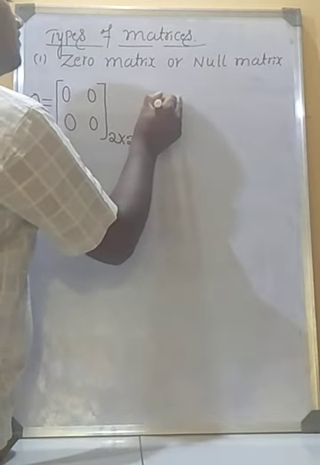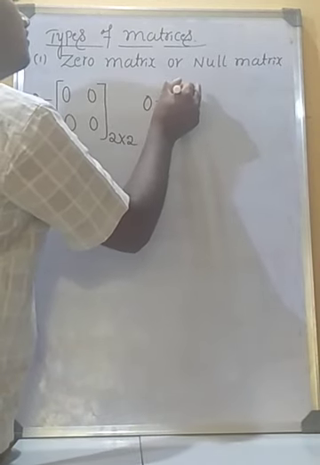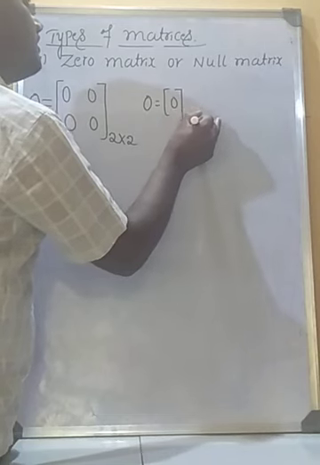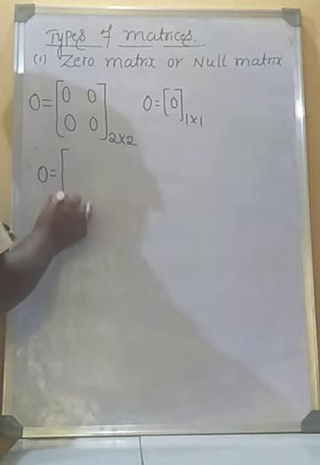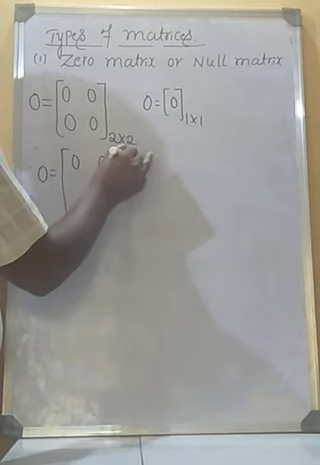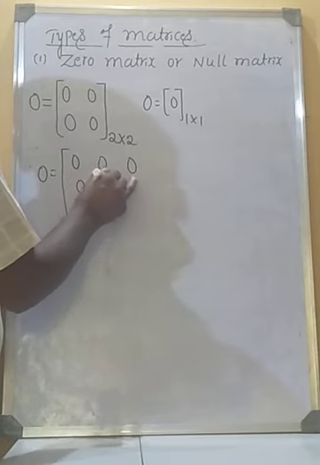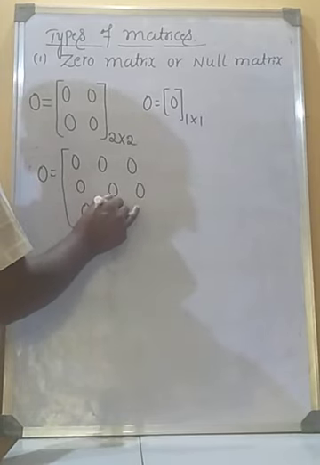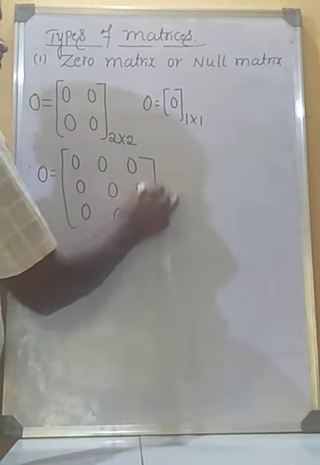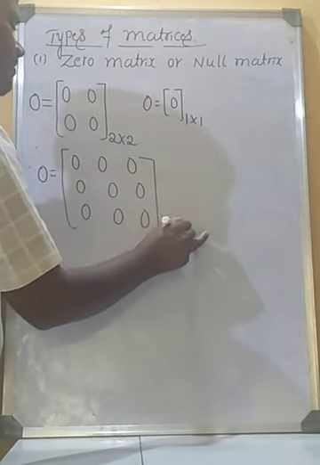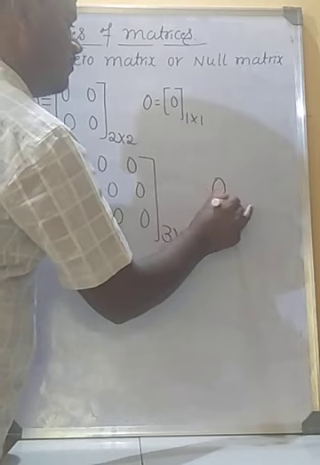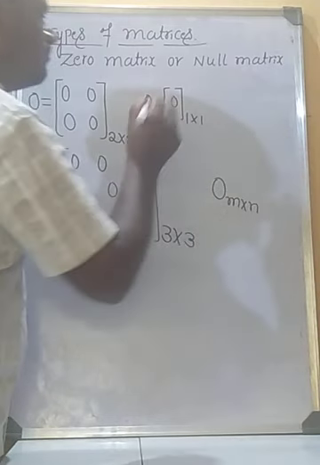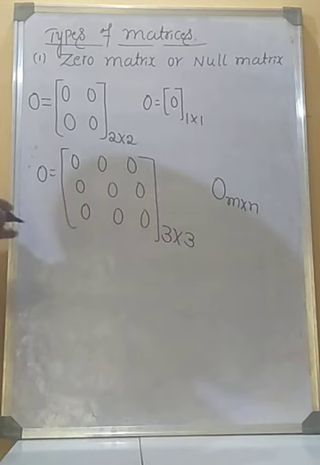Or O is equal to just 0, which is a 1 cross 1 matrix. Or O is equal to 0, 0, 0, 0, 0, 0, 0, 0, 0, say a 3 cross 3 matrix. The order of the zero matrix is m cross n, m into n, the zero matrix.